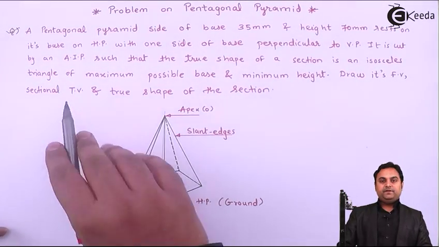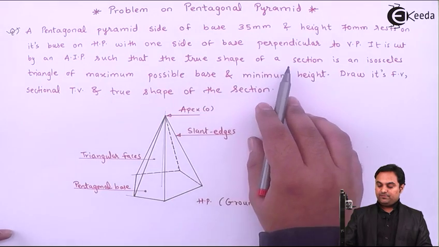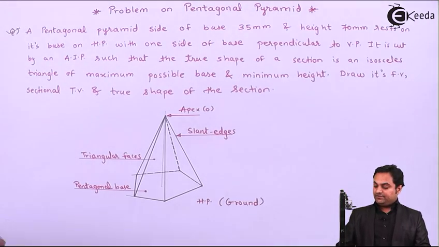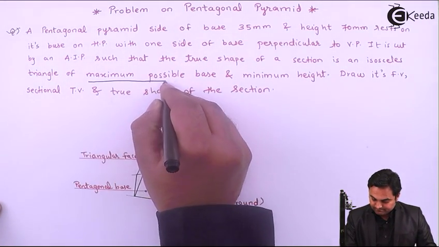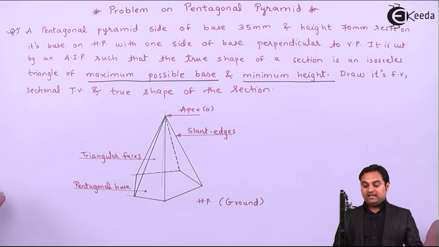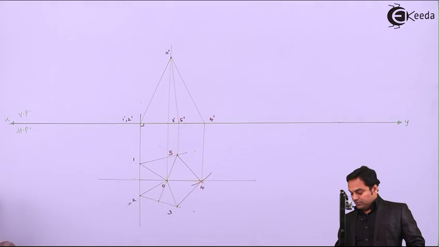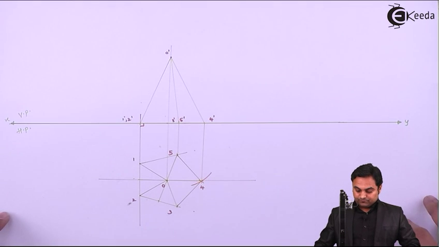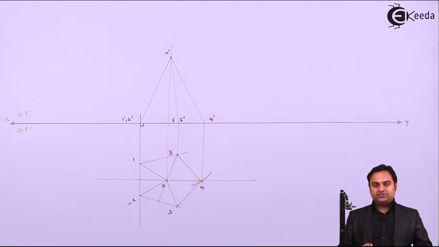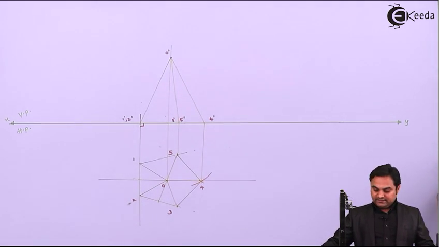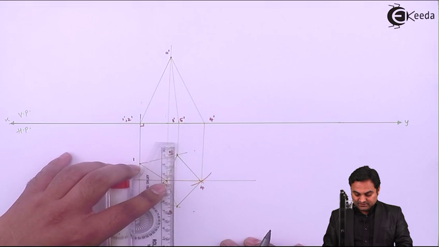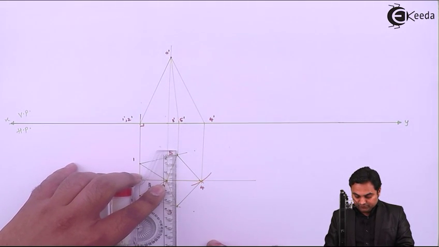Next, it is cut by an AIP, that is auxiliary inclined plane, such that the true shape of a section is an isosceles triangle of maximum possible base and minimum height. See the condition. The true shape of the section should be having maximum possible base and minimum height. So for that, the true shape will be here in HP, and before that on this top view there will be the apparent shape. And so as they have given that we want the maximum possible base, so the maximum possible base in this pentagonal pyramid will be from 3 to 5.